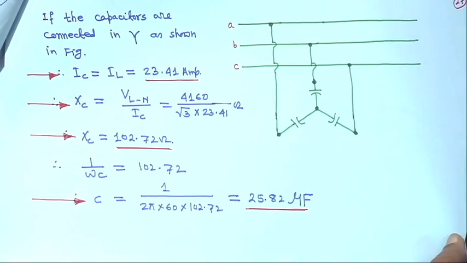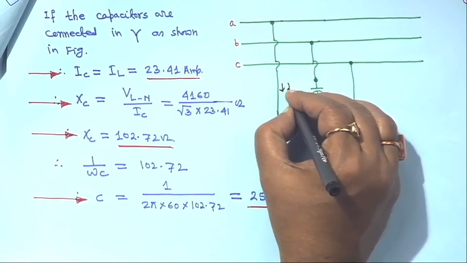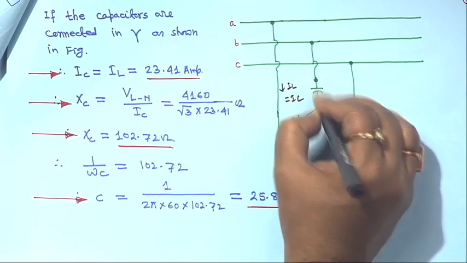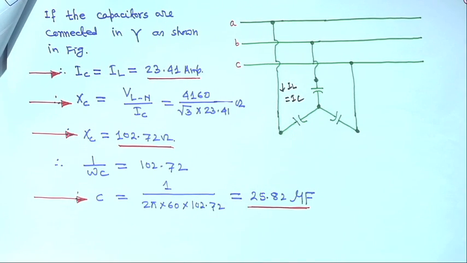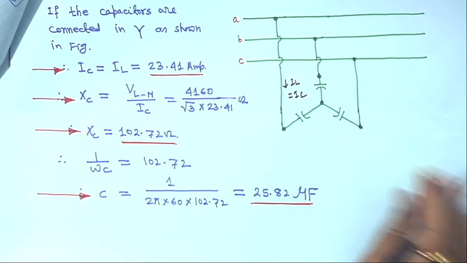So, now if it is star connected, then IL is equal to IC. If it is star connected, in every phase IL is equal to IC. I forgot to mention it here, that is why I am writing IL is equal to IC. It is star connected, right.